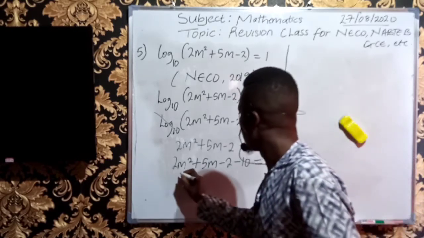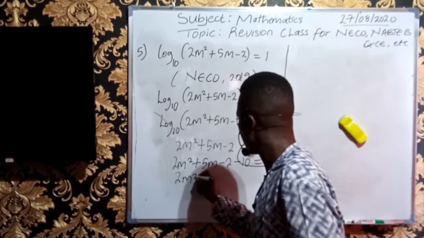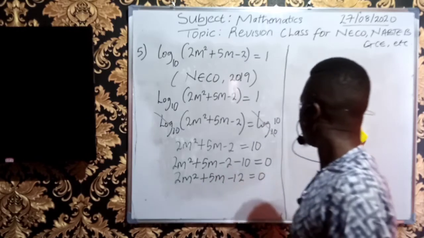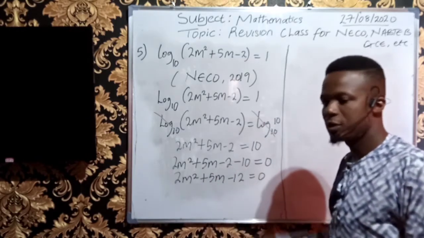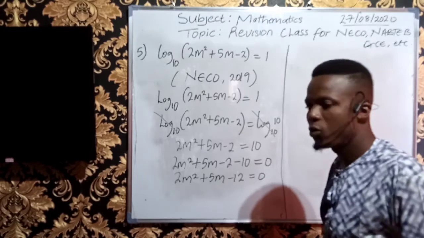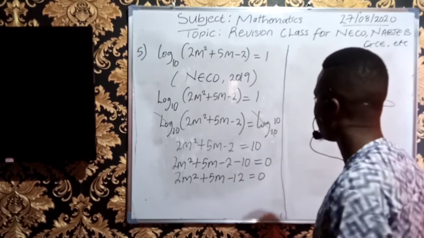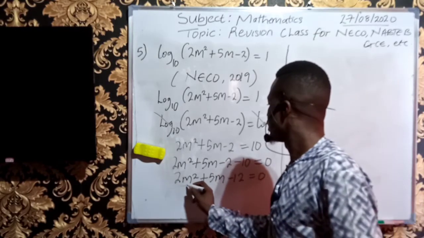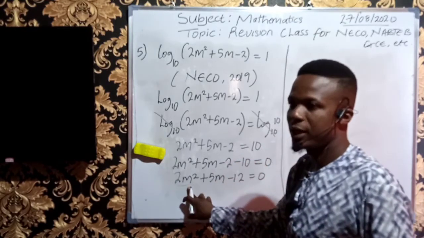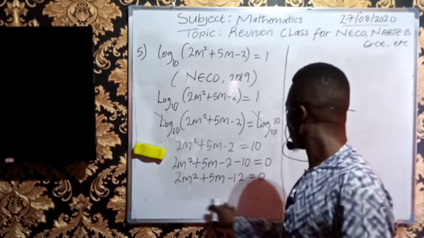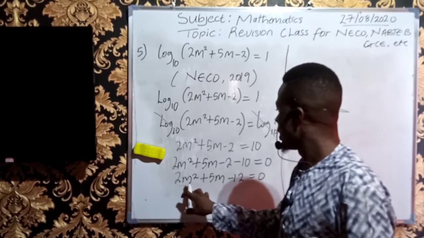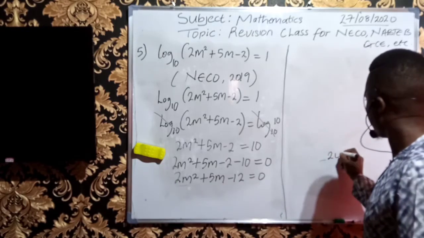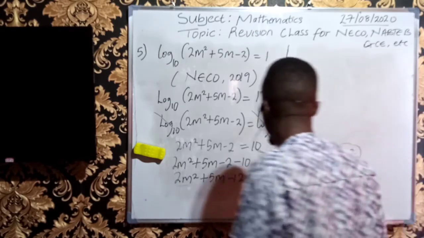Okay, so collecting like terms, we have 2m squared plus 5m minus 12 is 0 because minus 2 minus 10 is minus 12. This is now a quadratic equation which we can factorize. So to factorize this, I will take the term which is the highest power of the quadratic equation to multiply the constant. So when I take 2m squared to multiply minus 12, I will have minus 24m squared. This is what is giving me.